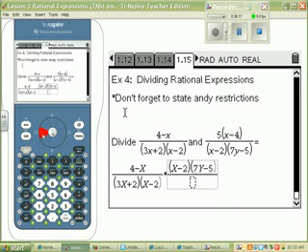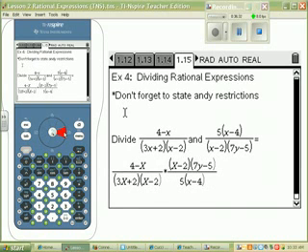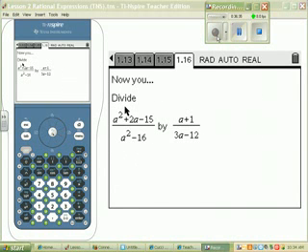I still have my caps lock on, don't I? Don't forget to turn off the caps lock. Okay. Oops. Okay, so divide. You're going to do what? You're going to keep. Then what? Change, and then flip. So I'm going to give you a few minutes to keep, change, flip, factor, factor, factor, simplify, simplify, simplify, multiply.